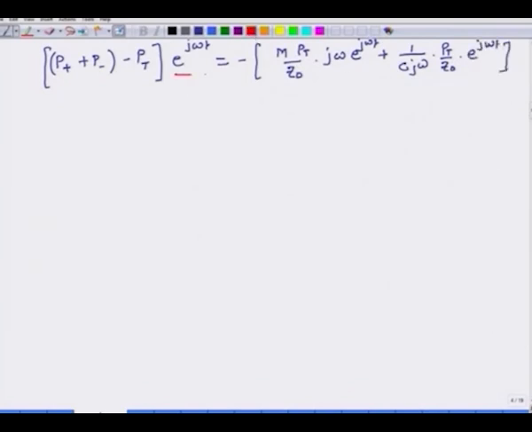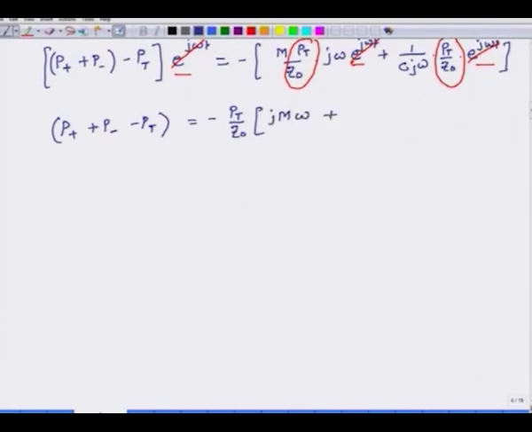Again, I have E j omega t common, and so I can eliminate these terms, and thus my equation simplifies to this term, and this term is same. So, I take it outside the brackets. So, I call this equation 4.